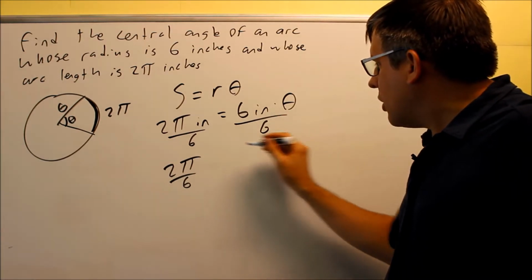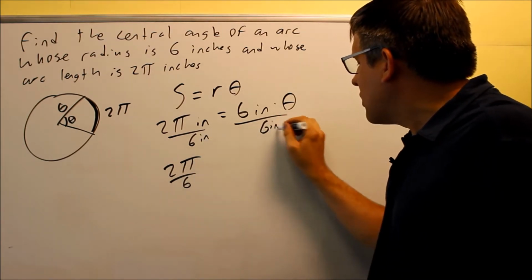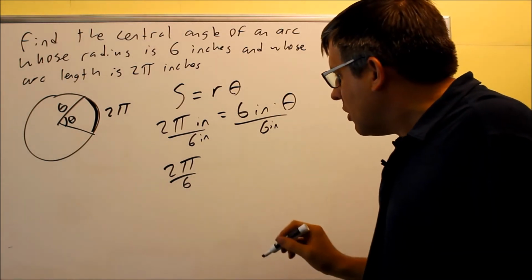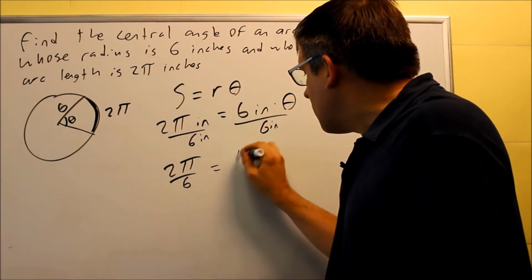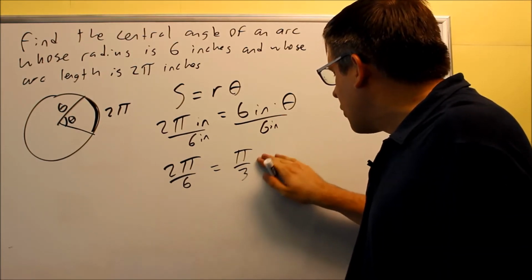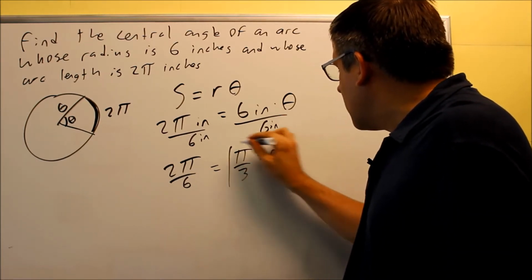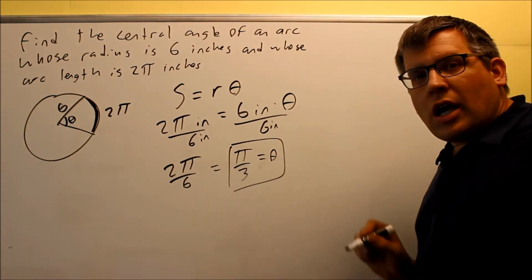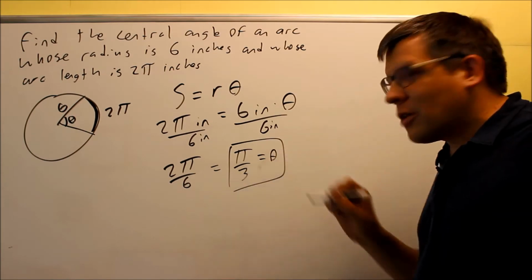Now what's happening here is I'm dividing both sides by 6 inches. So the inches cancel out. So actually we just get 2 pi over 6, which is the same thing as pi over 3. Now that's going to be our answer. So pi over 3 equals theta. That's what we're going to put for our answer. So this would be a radian measurement because we got the pi in there.